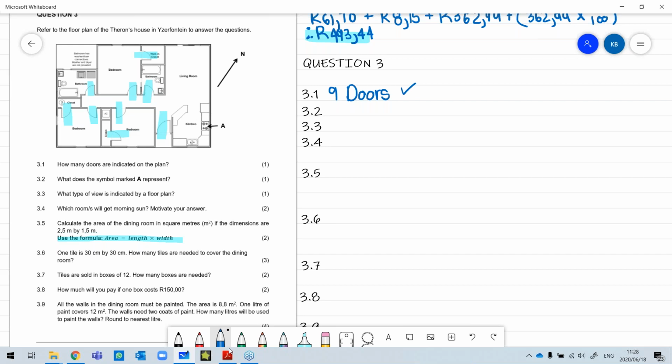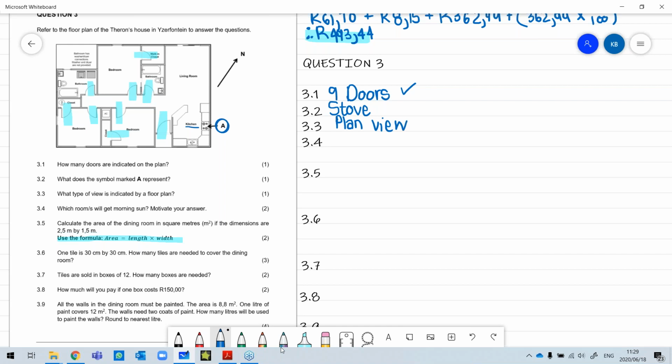Question 3.2. What does the symbol marked A represent? So here's symbol A, and it marks something that we can find in the kitchen, which looks like a stove. Okay, question 3.3. What type of view is indicated by a floor plan? By a floor plan, we can say it is a plan view of a house. It is the top view of the rooms within a house. So let's say a plan view. If you give a good enough description, you will receive your marks.